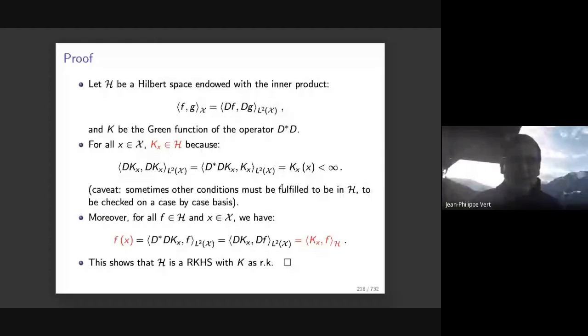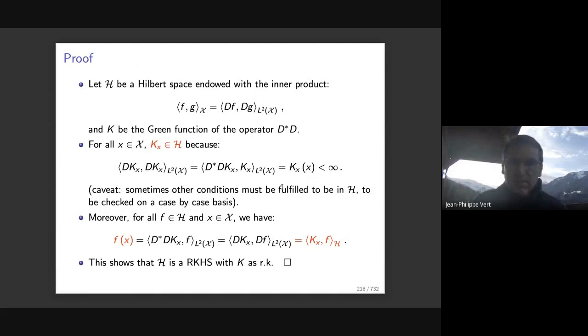What we're going to prove is that in this case, the Hilbert space is an RKHS. Right, so we assume that we have a Hilbert space, and we assume that the inner product in the Hilbert space is the L2 inner product between DF and DG. Now the question is, is it an RKHS for the kernel K? And so the kernel K, we assume, is the green function of the operator D star D. So the first question is, does K_x belong to capital H for any x?